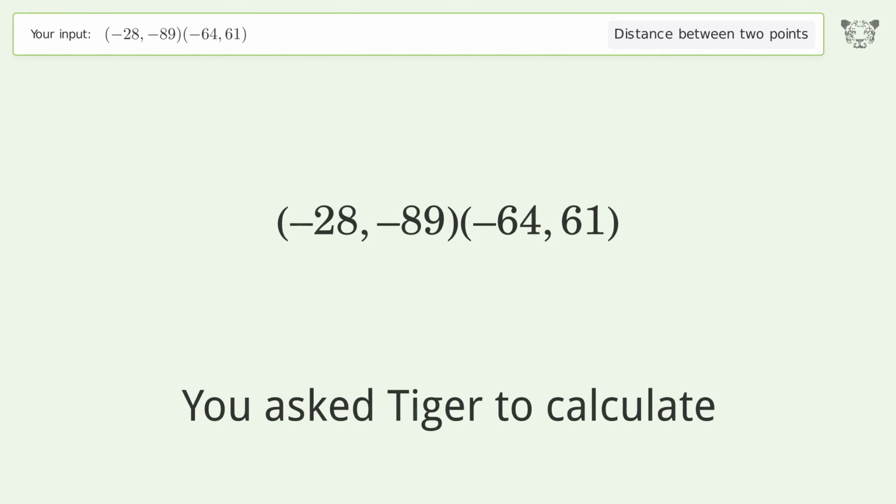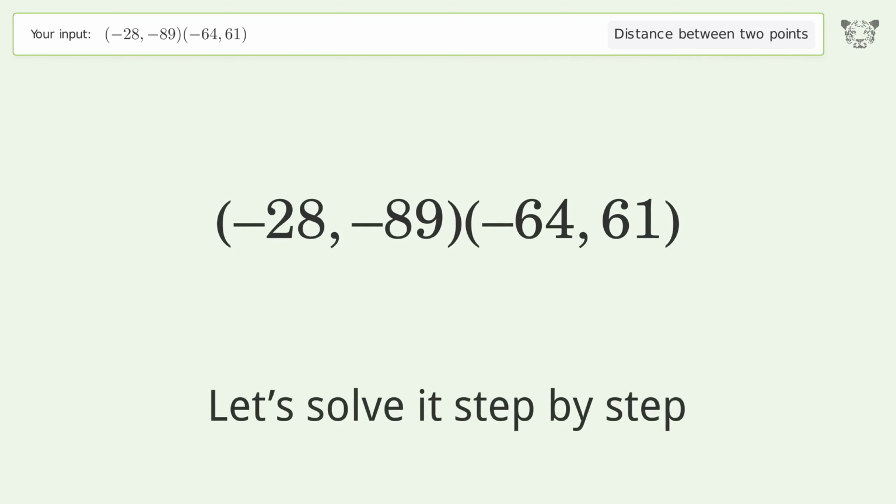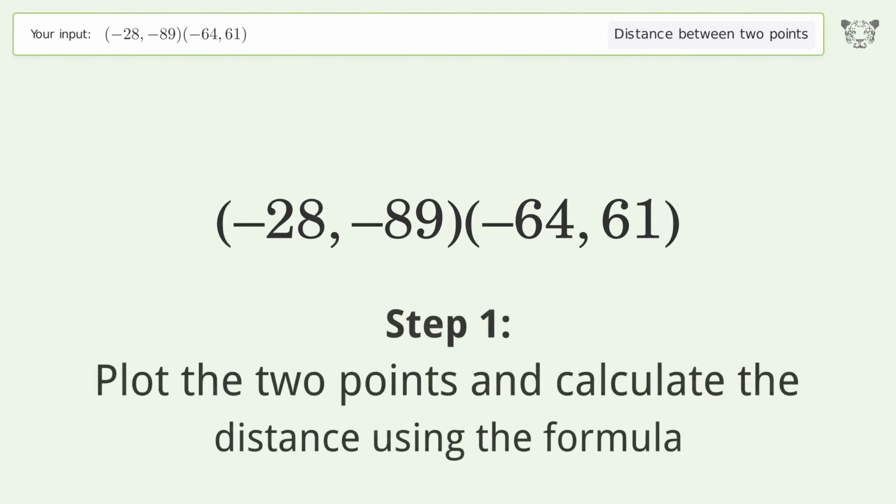You ask Tiger to calculate. This deals with the distance between 2 points. The distance between the 2 points is the square root of 23,796, or 154.26. Let's solve it step by step. Plot the 2 points and calculate the distance using the formula.